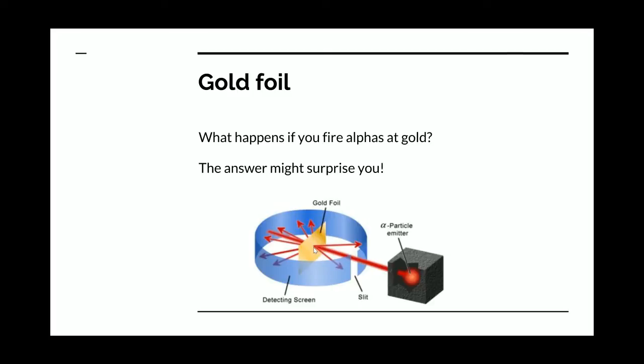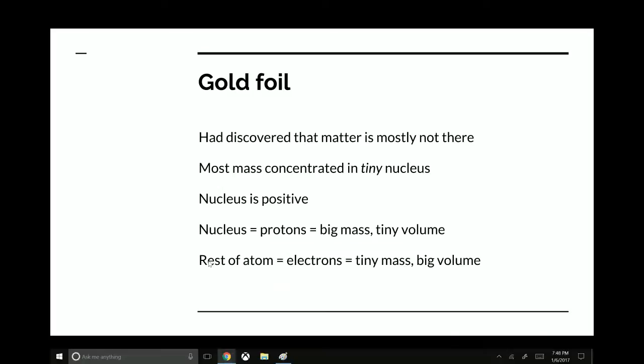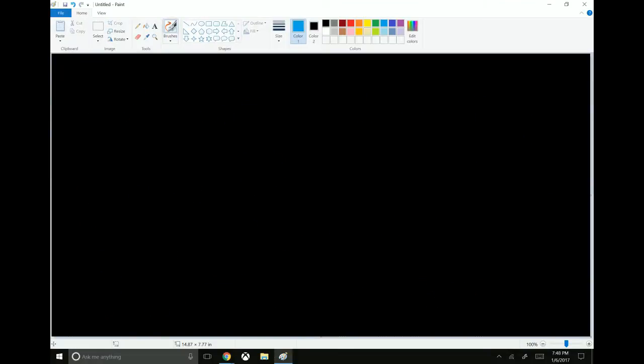And he realized fairly quickly, Rutherford was a smart cat, that the gold foil is almost completely not there. It's made up of empty space. Okay? That almost all of the matter of the atoms of gold is contained in this very ridiculously tiny nucleus. Okay? And the nucleus has almost all of the atom's mass, and almost none of the volume.